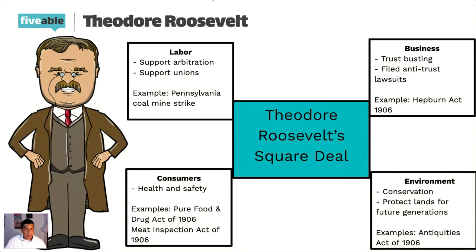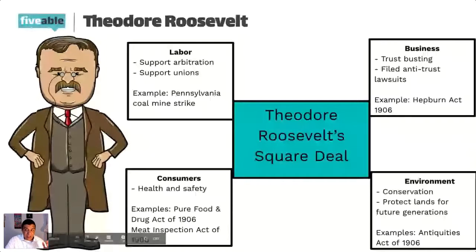For labor, he says, well, they should be able to form unions. And when there's a strike, he would support arbitration, which is the discussing between the employer and the union. He says we should protect consumers, the people like you and me that are buying these things. And so there should be safety and health inspections. An example is the Pure Food and Drug Act of 1906 and the Meat Inspection Act of 1906.